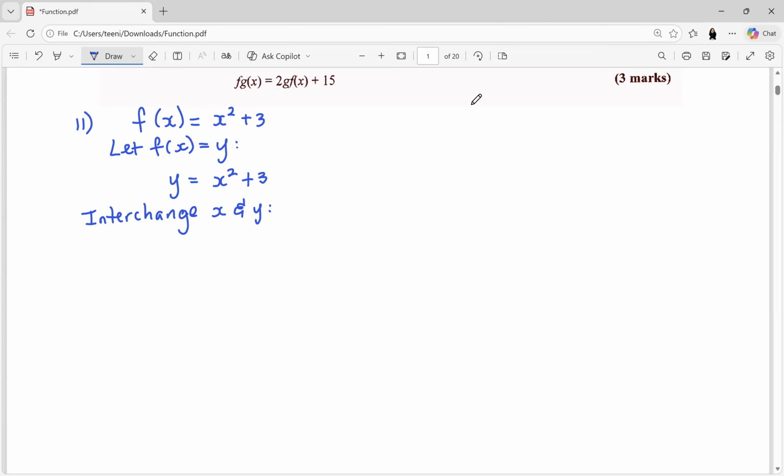So let's do it step by step together, right? So I have f of x is equal to x squared plus 3. First step is to let f of x equal y. So instead of writing f of x is equal to x squared plus 3, I will write y is equal to x squared plus 3. Is that okay? Yeah. All right. Now I'm interchanging x and y. That means you're going to swap the positions of x and y in this expression here. So if I swap the positions of x and y, what would the new equation look like?